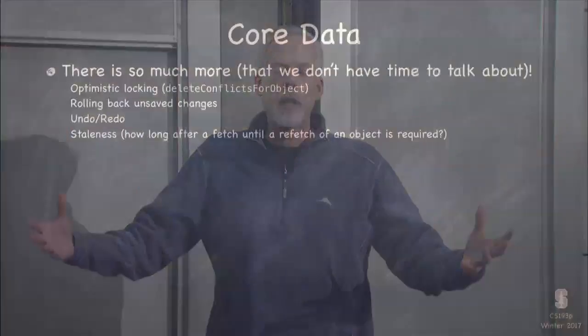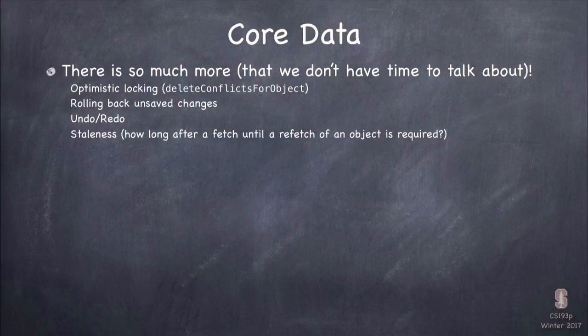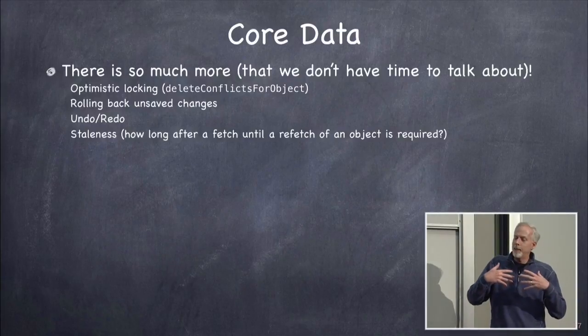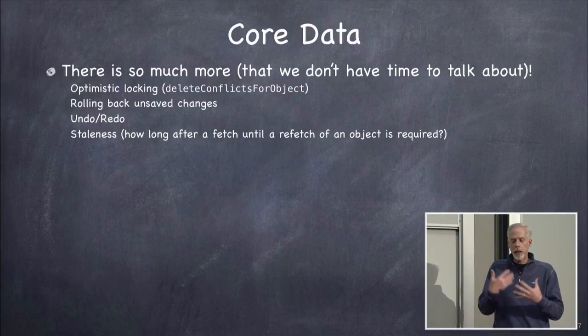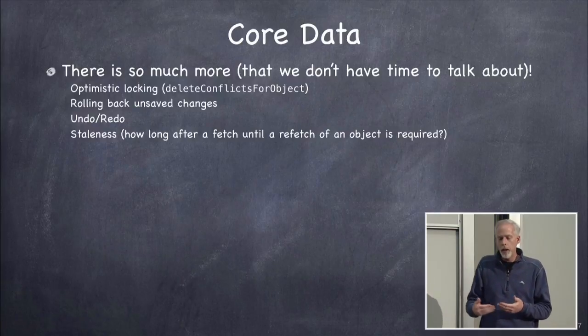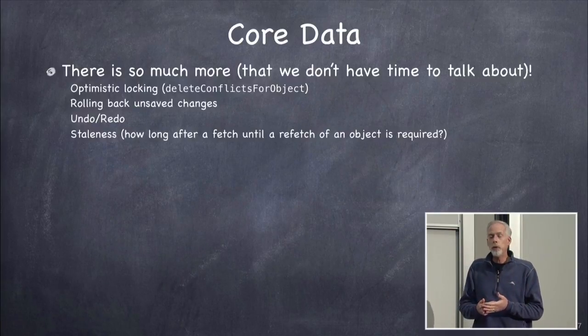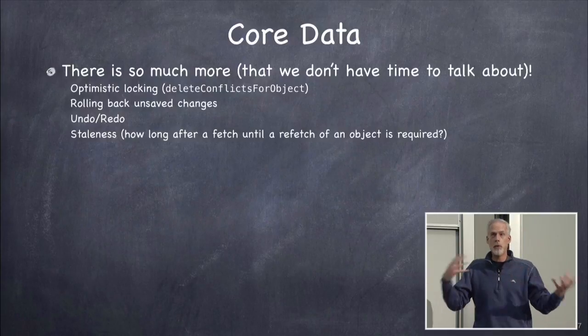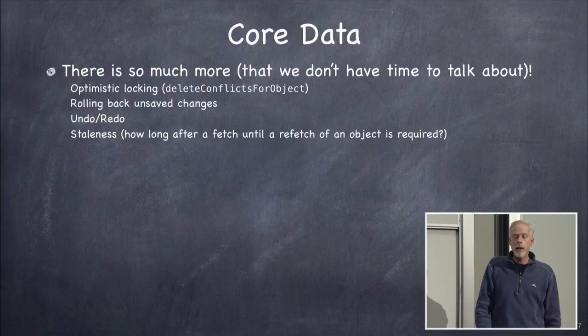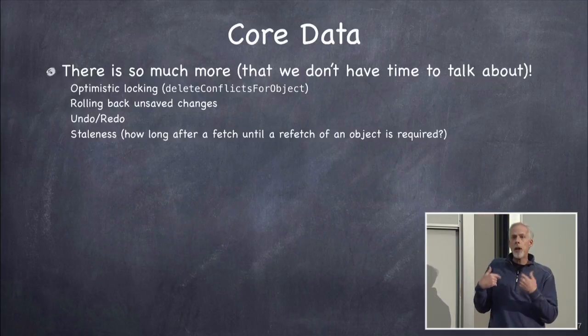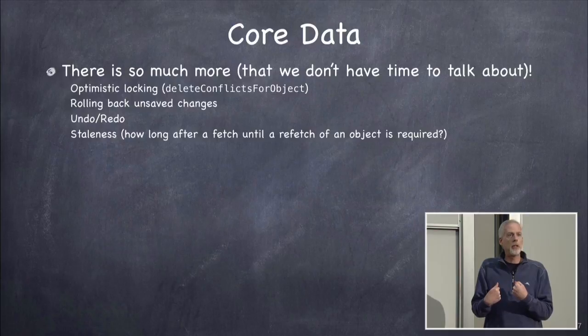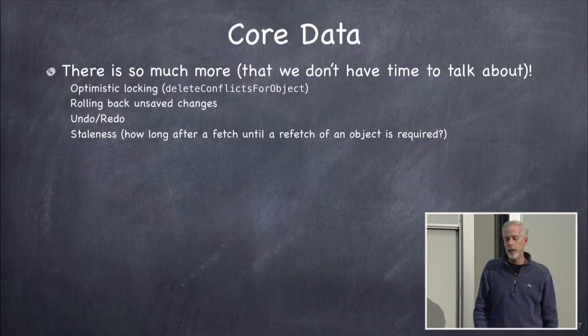Core Data is huge. I can't cover it all. It has optimistic locking, for those of you who know about databases, and all that database stuff. It has full undo and redo, which is incredible. It obviously knows how to roll back unsaved changes. If you have changes in memory and you want to roll some of them back, you can do that before you save. It knows about staleness: if I make a fetch, how long before I really want to fetch again because I don't trust that the data hasn't changed? How long does it take for the data to get stale? And a lot of other things in Core Data.